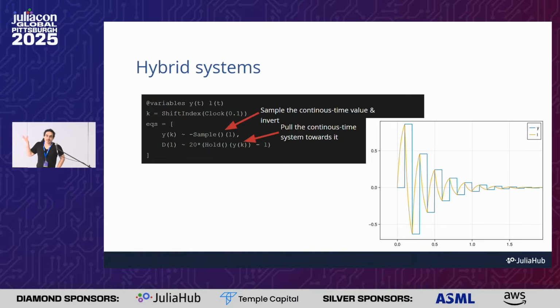We also have the ability to have hybrid systems. So here we have on certain discrete intervals, we say, oh, we see that you've achieved 1. What if you achieved -1? And here that causes the system to oscillate back and forth as the continuous time system tries to track the discrete time output.